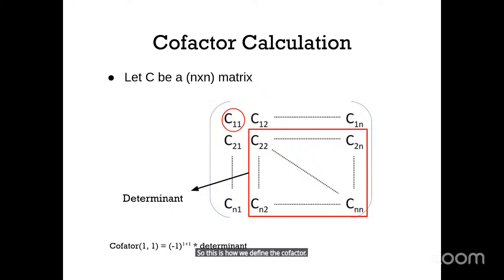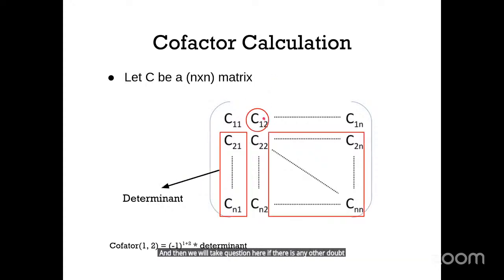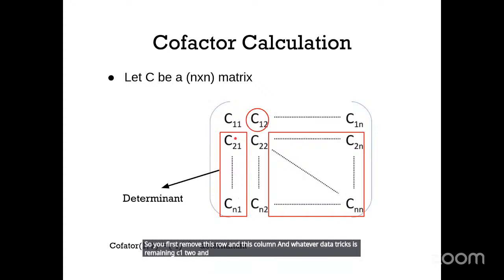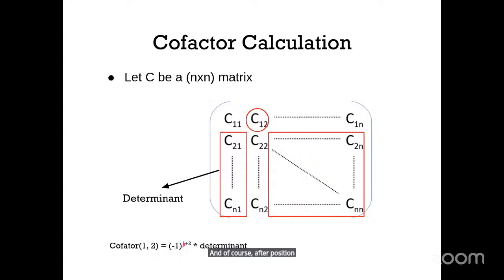If you're not able to follow, wait for another example, and then we will take questions if there is any other doubt. So how about calculating a cofactor at C12? You first remove this row and this column, and whatever matrix is remaining, C21, C23, up to C2n, we calculate the determinant of this combined matrix. The cofactor at position 1 comma 2 is minus 1 to the power 1 plus 2 times the determinant.